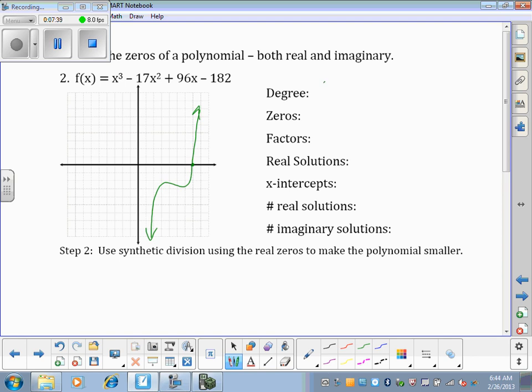Okay, this is degree 3. Okay? The zeros we know of right now is just at 7. So let's write that in. Okay? My factor for that is going to be x minus 7. Okay? So the number of real solutions I have now is just 1. 1 real solution.